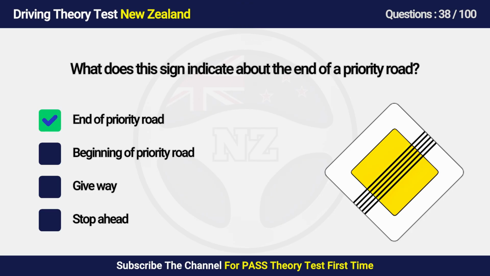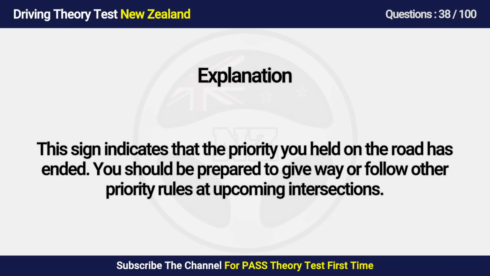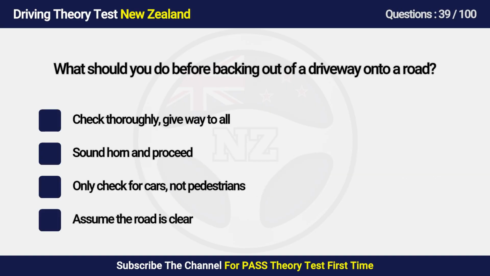Answer is A. End of priority road. This sign indicates that the priority you held on the road has ended. You should be prepared to give way or follow other priority rules at upcoming intersections. Question 39. What should you do before backing out of a driveway onto a road?